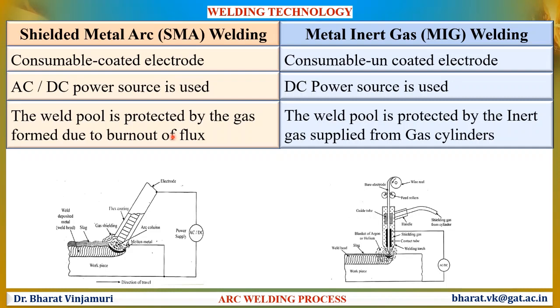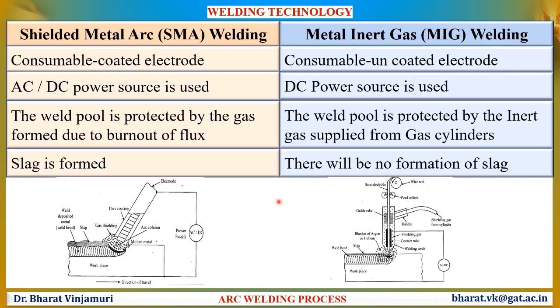In the previous process, the weld pool is protected by the gas formed due to burnout of flux. But in case of MIG, inert gas is supplied from the gas cylinders, which will be protecting the entire weld pool. Since there is a flux involved in case of SMA process, slag will be formed. But since there is no flux at all in case of MIG welding, there is no formation of slag.